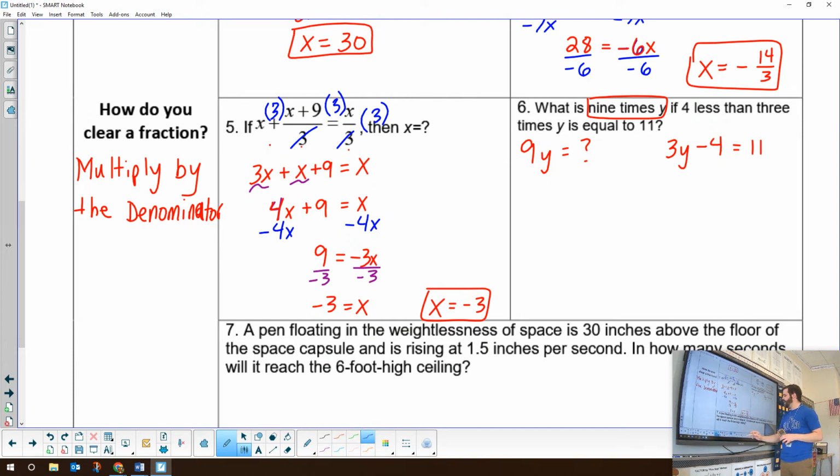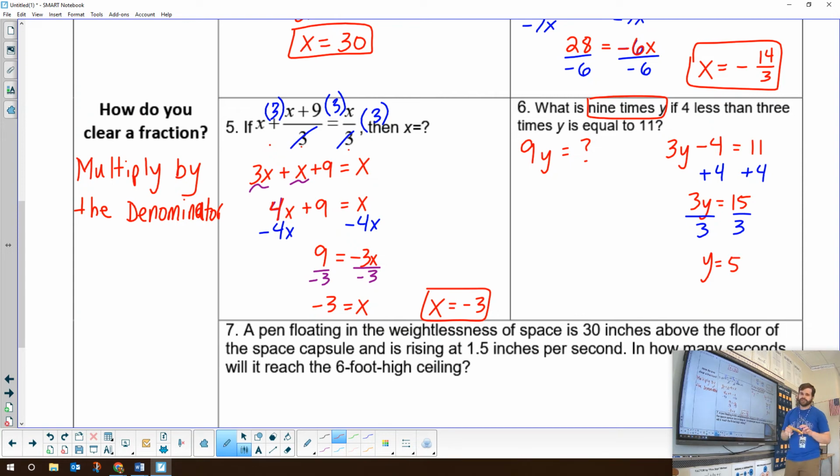So here, I need to solve for that y. To do that, I'm just going to add 4 to both sides. We're going to get 3y equals 15, and then now divide both sides by 3, and we're going to end up with y equals 5.